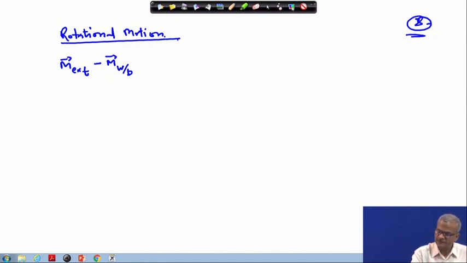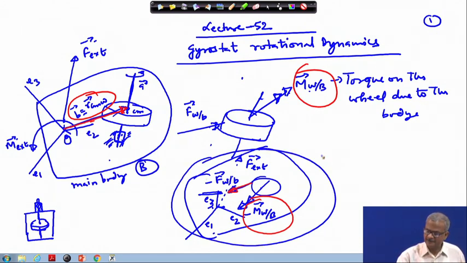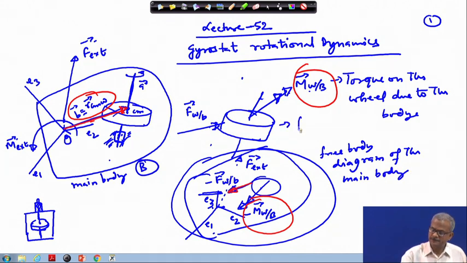So, this term will have R C M cross minus F W B, this we need to add. So, this is the total torque acting on the system. And as a result of this, what will happen? As a consequence, we have made one free body diagram. So, this is the free body diagram of the main body, and this is the free body diagram of the wheel.